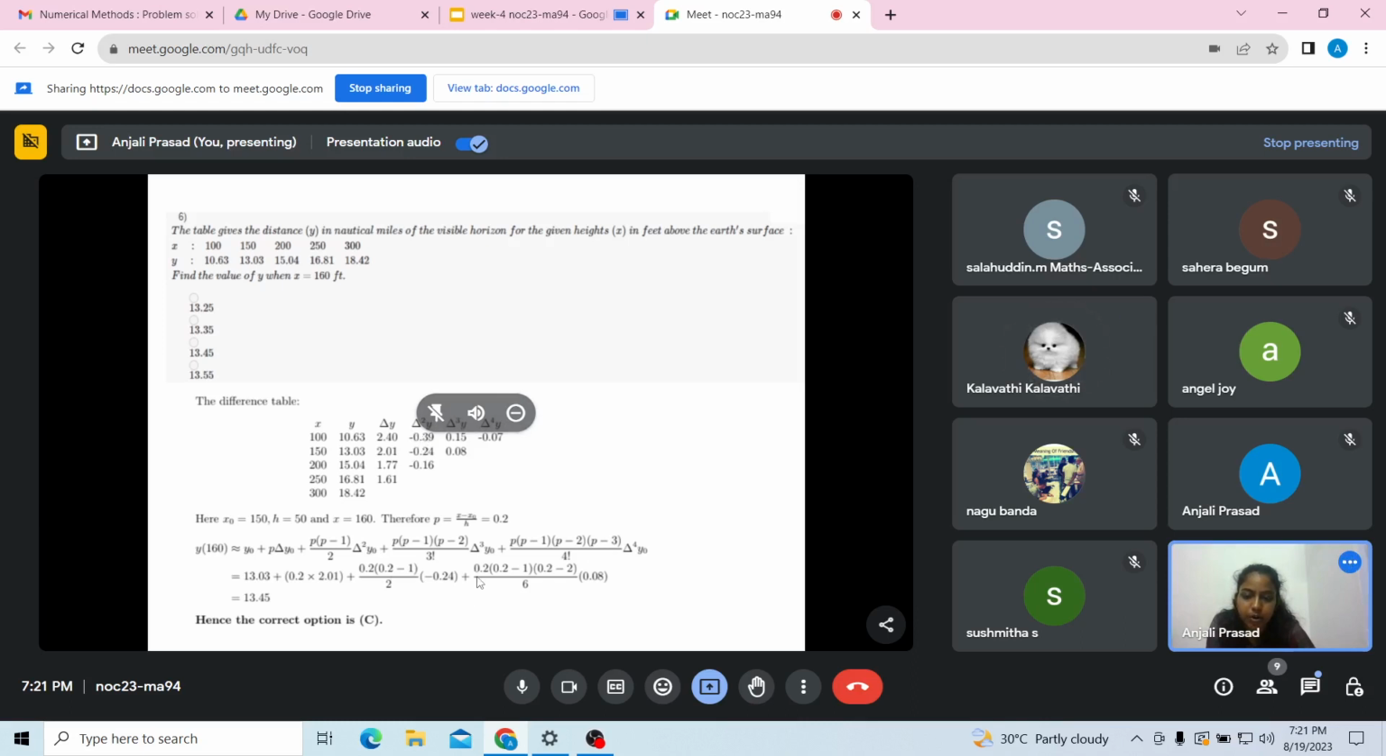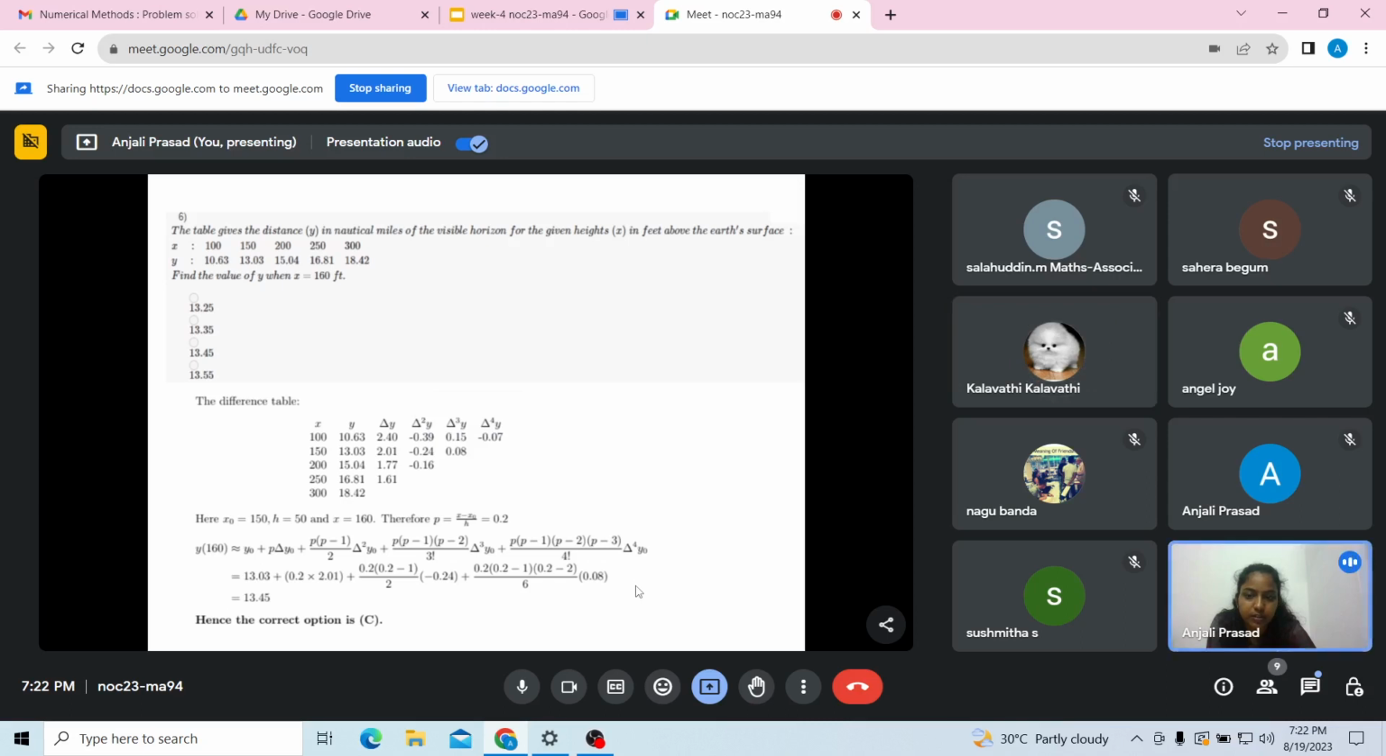Plus 1.2 into 1.2 minus 1 into 1.2 minus 2, divided by 6, and multiply it by minus 0.15, that is del cube. Now one more term will come: P into P minus 1 into P minus 2 into P minus 3.